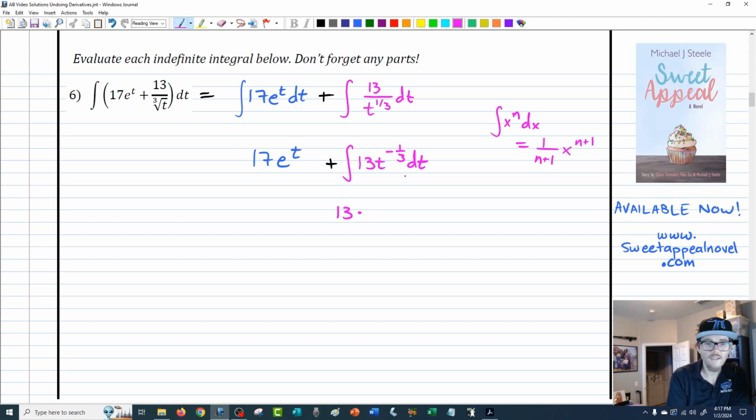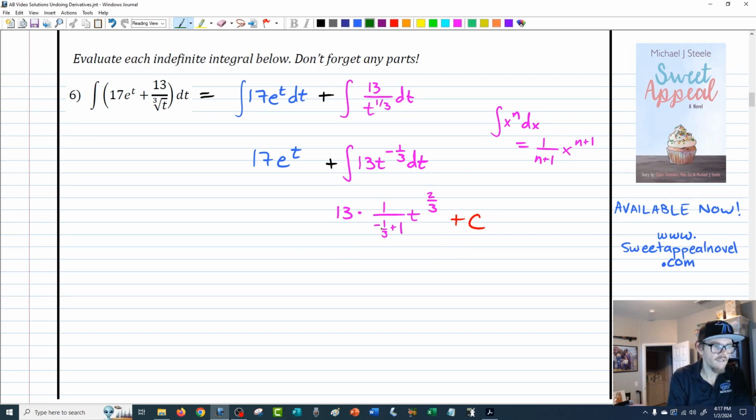So my power is negative 1/3. So I'm going to multiply 13 by 1 over negative 1/3 plus 1. And then we'll have up here t to the negative 1/3 plus 1. And let me just go ahead and take care of it right here for the moment. Negative 1/3 plus 1 is 2/3. So effectively, there is our antiderivative part. The only thing I'm going to tack on is a plus c just to make sure that I don't forget it. This is an investment in not forgetting it.